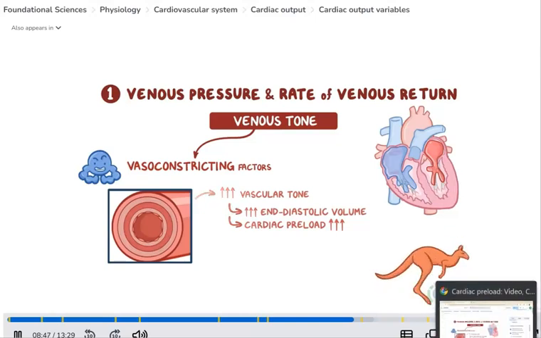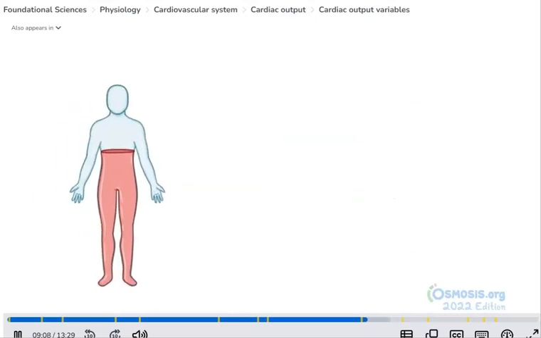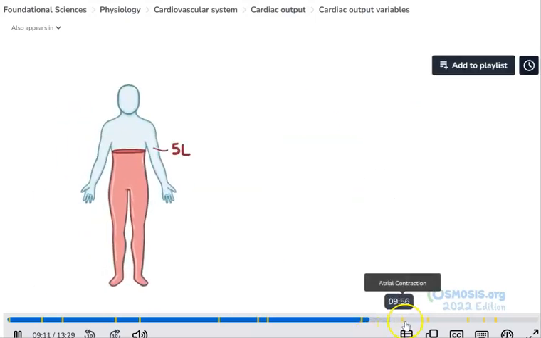And if we look back at our pressure-volume loops, increased left ventricular pressure and end-diastolic volume, and the resulting increased cardiac preload, shifts the loop to the right. Speaking of which, the amount of circulating blood volume also influences venous pressure and venous return rate. Now, an average adult has a circulating blood volume of 5 liters.